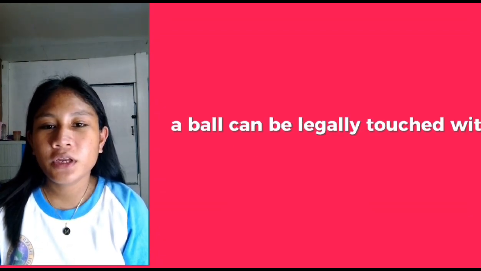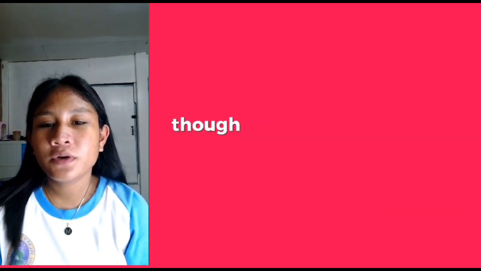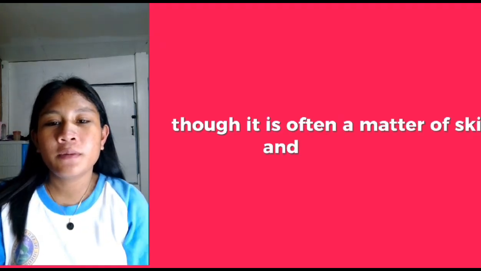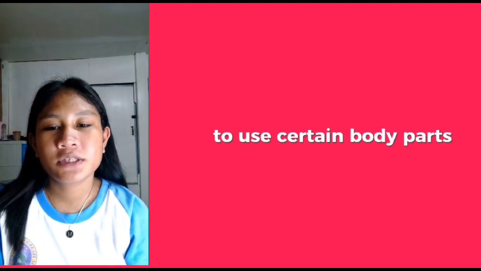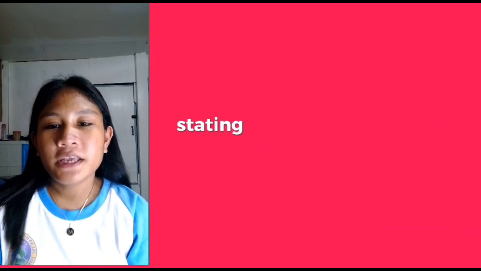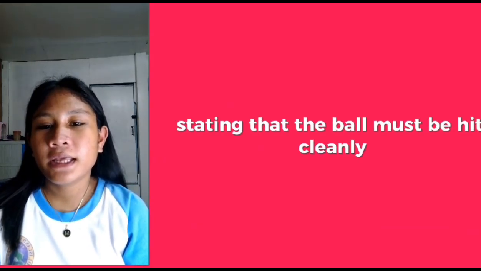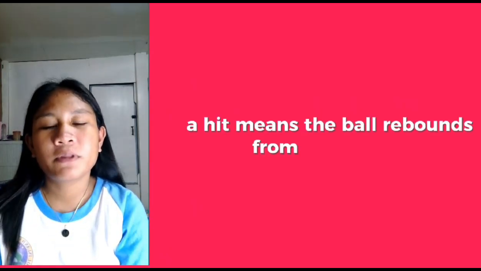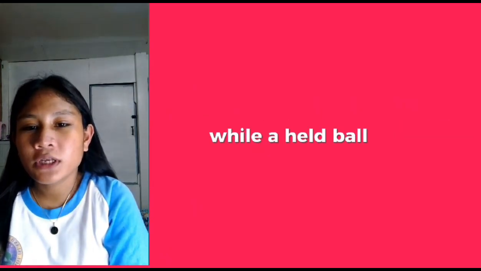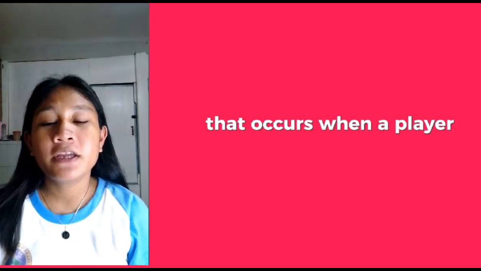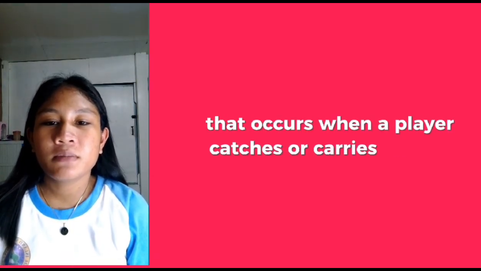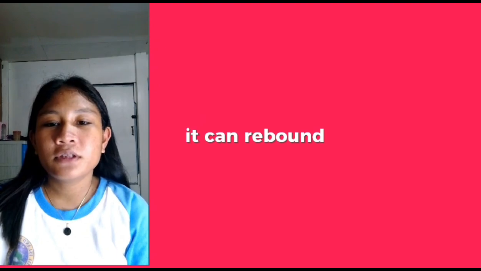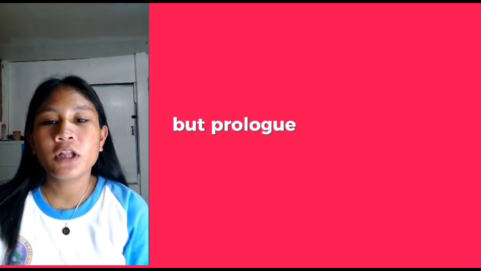Characteristics of hit. A ball can be legally touched with any part of the body, though it is often a matter of skill and preference to use certain body parts like hands. The ball must be hit cleanly, not caught or thrown. A hit means the ball rebounds from the contact, while a held ball is a fault that occurs when a player catches or carries the ball. It can rebound in any direction, but prolonged contact or catching it is illegal.